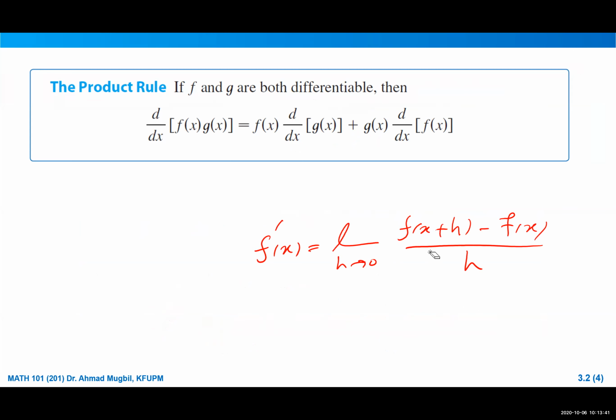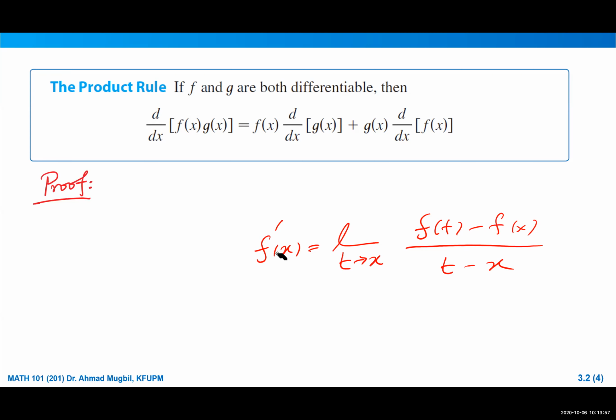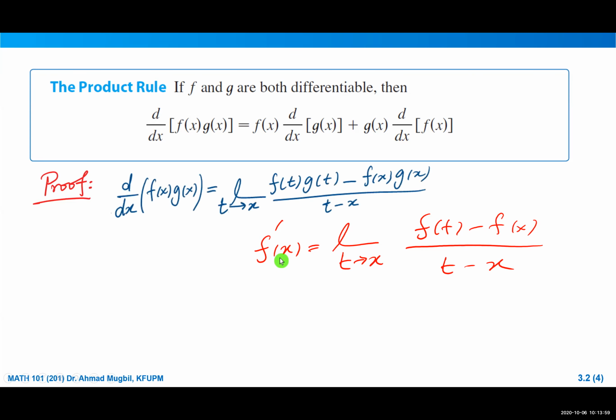Now, I told you that there is another kind of definition that we can use, the alternative definition, like this. So we can use it here. Our function here is not f, it is fg, f times g. Here it is. So what I'm going to use to prove, I will use this definition. Here it is.